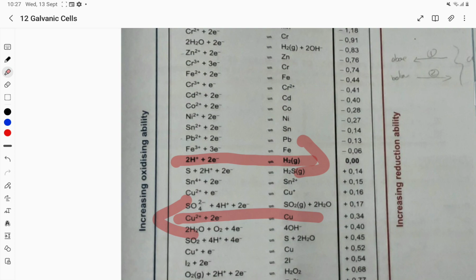Right. So in the test, I'll ask you, why is this, regarding the reducing agent strength or whatever? So you'll say copper is a weaker reducing agent than H2, and copper is therefore not able to reduce H+ ions to H2 gas, and therefore the reaction will not take place spontaneously.